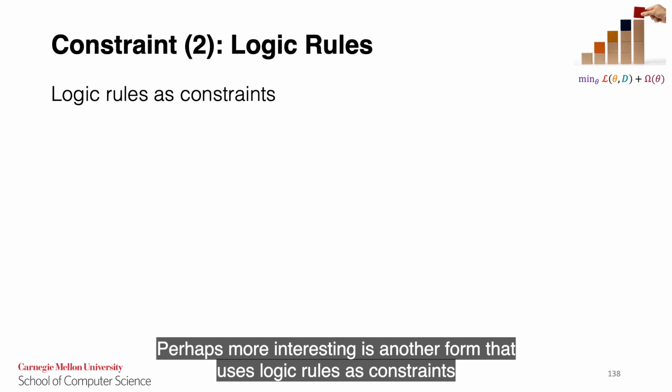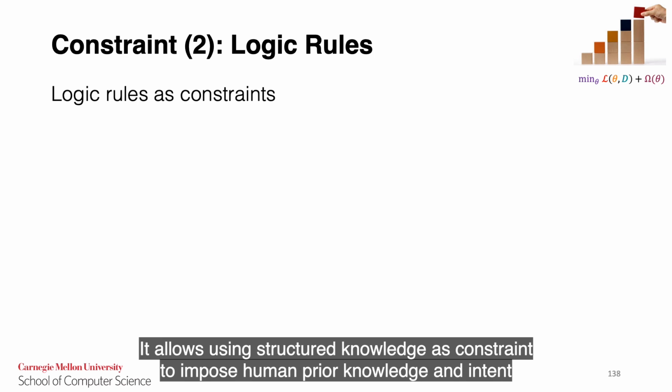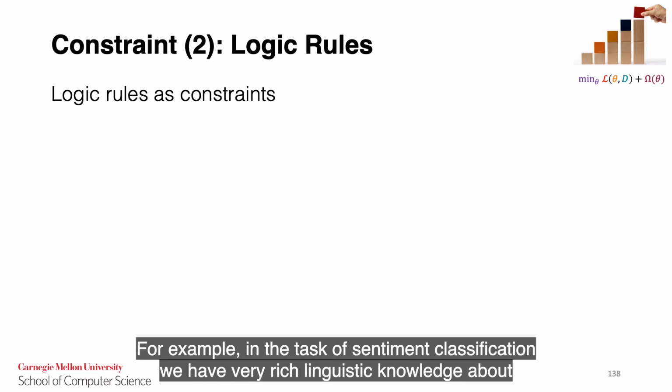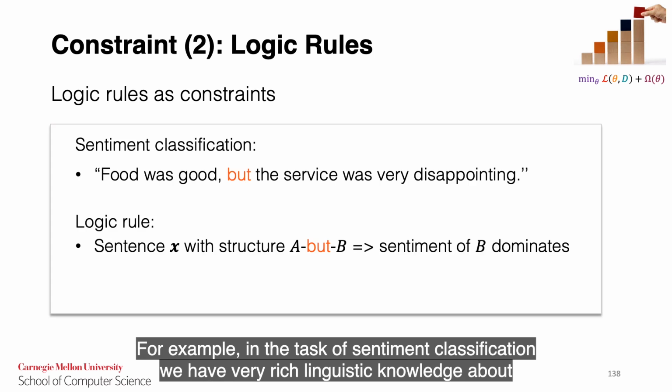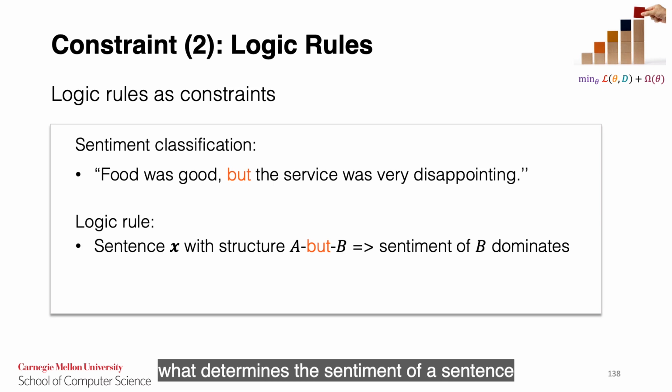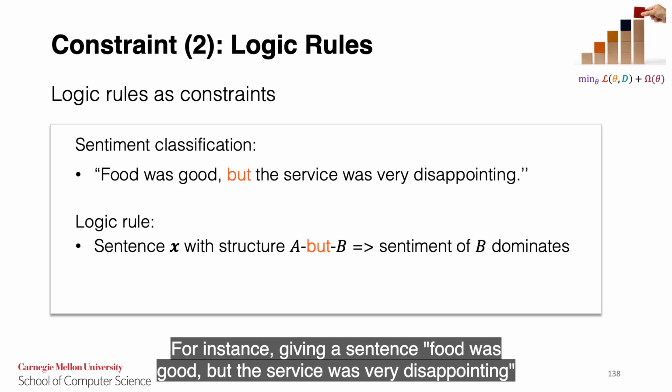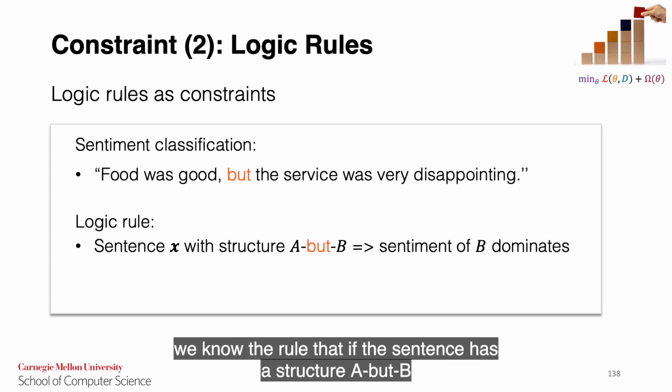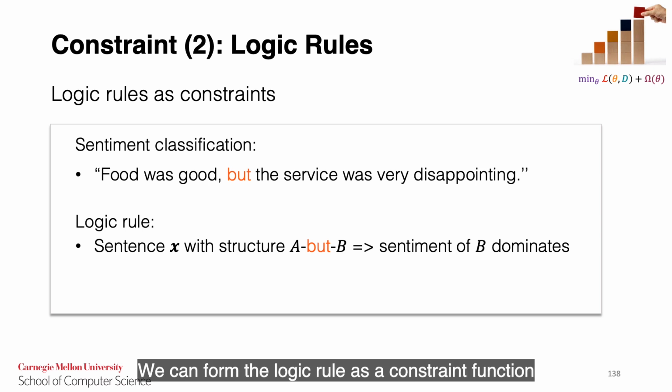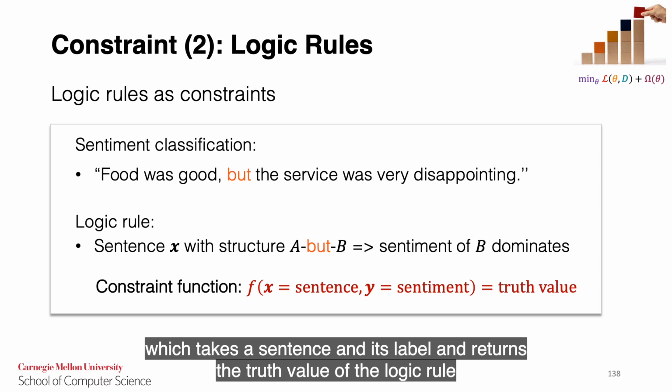And perhaps more interesting is another form that uses logic rules as constraints. It allows using structured knowledge as constraint to impose human prior knowledge and intent. For example, in the task of sentiment classification, we have very rich linguistic knowledge about what determines the sentiment of a sentence. For instance, given a sentence, "food was good, but the service was very disappointing." We know the rule that if the sentence has a structure A but B, then the sentiment of B would dominate the entire sentence. We can form the logic rule as a constraint function, which takes a sentence and its label and returns the truth value of the logic rule.